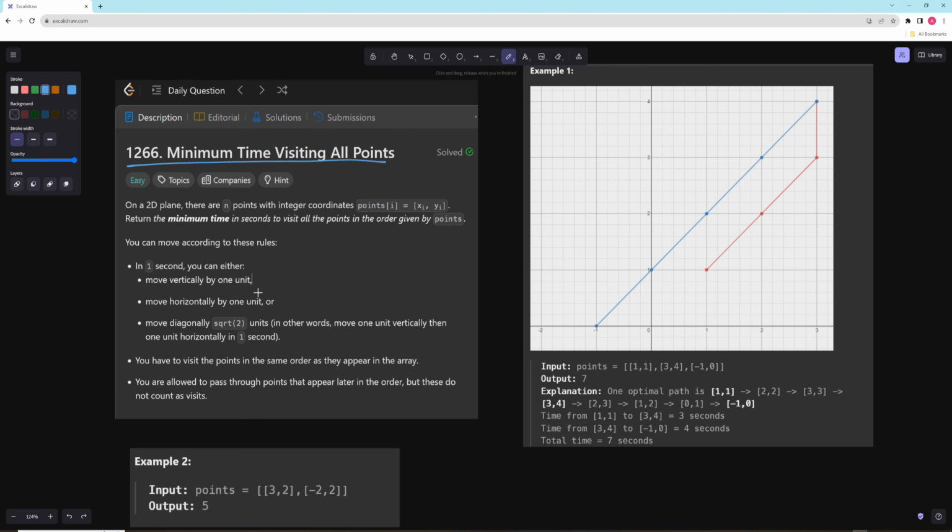In 1 second you can either move vertically 1 unit, horizontally 1 unit, or diagonally 1 unit. And you must visit the points in the same order they appear in the array. You're allowed to pass through points that appear later in the order, but these do not count as visits.